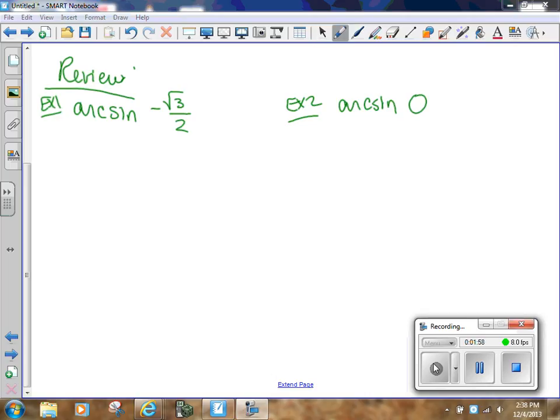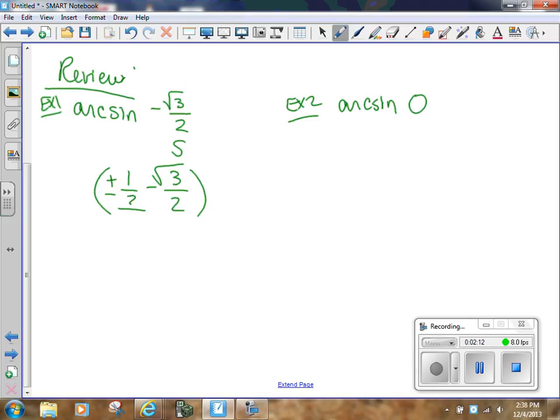Well, if this is the sine, then the ordered pair is going to go like that. So the cosine has to be plus or minus 1 half. So that would be, it's an increment of what? Oh yeah, that's right. It's 5 pi over 3. Yeah, that's right.